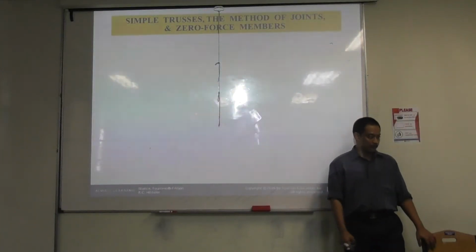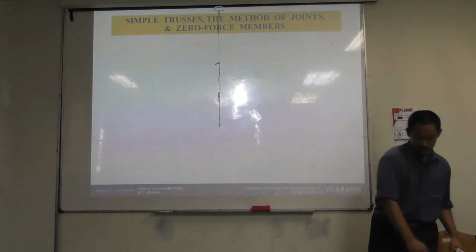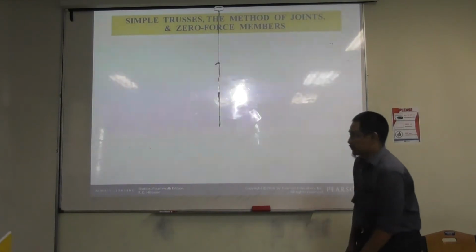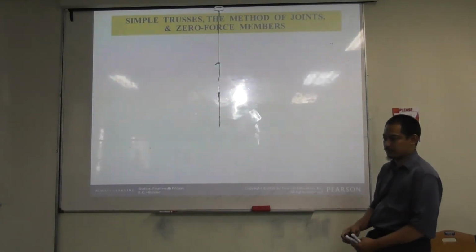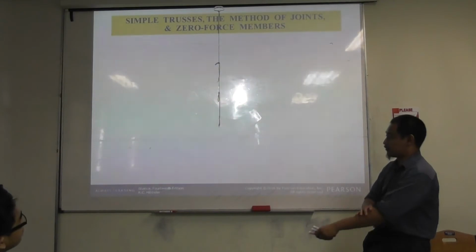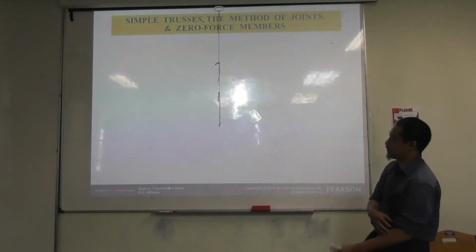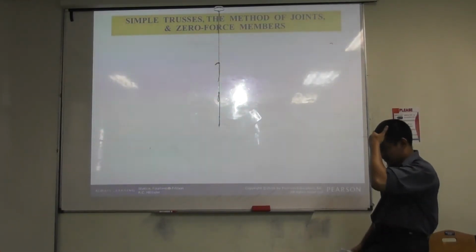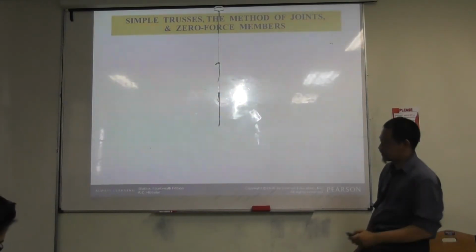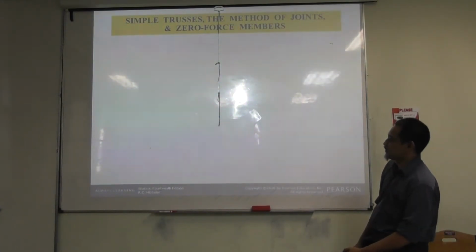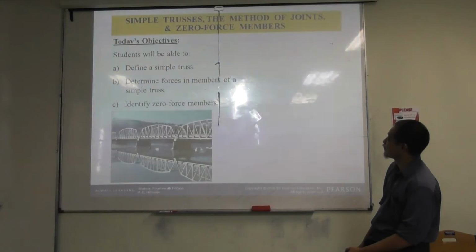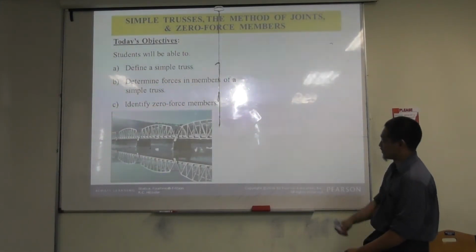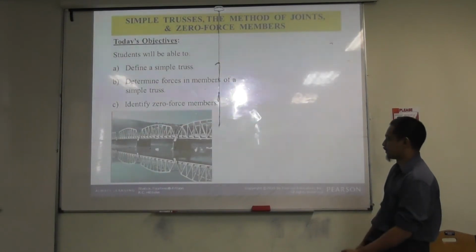Okay, Bismillah. So we will start chapter 6, where in chapter 6 we have 3 types of structure that we have to deal with, which is trusses, frames, and machine. So we'll start with the easiest one first, which is the trusses. So in this class we'll go on the trusses, method of joints, and the method of sections. So you should know what is a simple truss, and then how to calculate it.